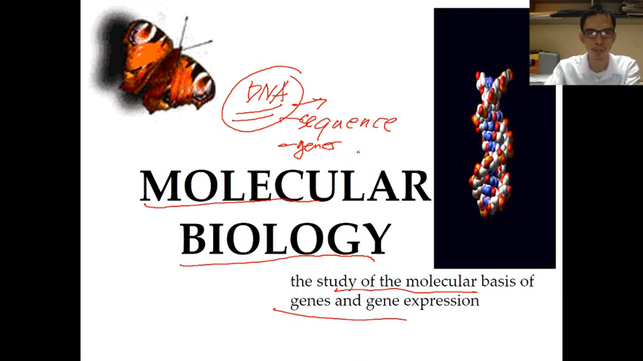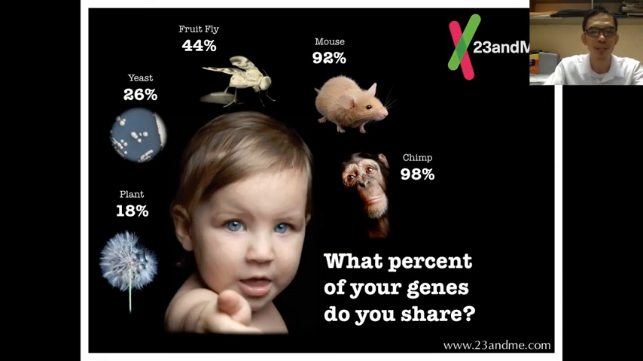Alright, so next one. What percent of your genes do you share? Meaning to say, we have 18% of our genes in common with the dandelion. 26% of our genes is the same as yeast. 44% of our genes is the same with fruit fly. And 92% of our genes is the same as the mouse.